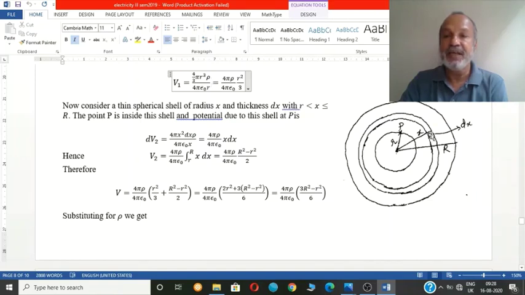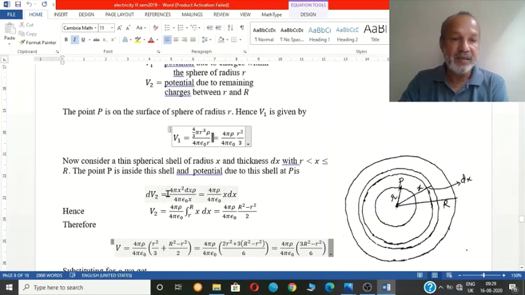So the charge contained in that will be 4 pi x square dx rho. So you can see that 4 pi x square dx rho divided by 4 pi epsilon 0 x is the potential at the surface of x. That we can write as dV2, the potential due to that thin shell. You can simplify and check this expression.